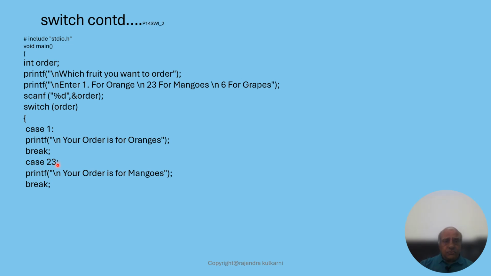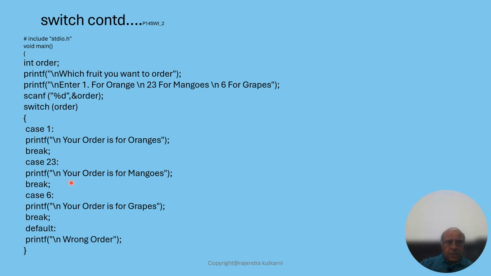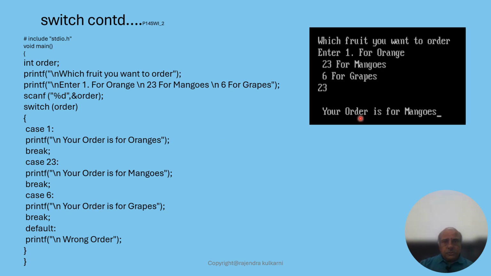Case 23: see, now we are not entering the inputs in a sequence of 1, 2, 3, 4, 5. Any random number we can enter. Whatever numbers we are entering, that should be assigned to case values. Case 23, your order is for mangoes. Case 6, your order is for grapes. And default, wrong order. When I ran this program, I entered 23 as my choice. So case 23 got executed. It has only one statement, your order is for mangoes, a printf statement which appears as the output of this program on the screen.